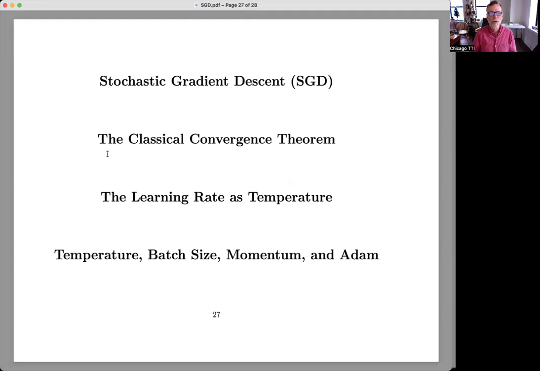Okay, so we've covered various versions of SGD, and I focused on temperature, batch size, momentum, and Adam. I did not cover the classical convergence theorem. I took that out at the last moment and forgot to delete it from the last slide. It's just a classical theorem that you don't really need to know. I've tried to keep the slides on just what you need to know.